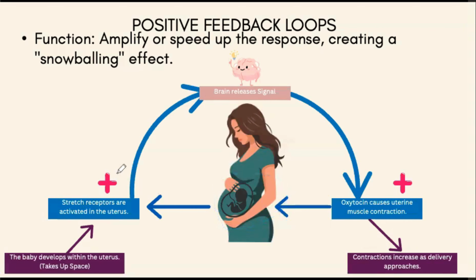And so as you can see here, there are positive effects. It's not just positive and negative based on negative feedback loops. We're basically increasing something. We're increasing the stretch receptors. We're increasing the oxytocin. All of this causes a muscle contraction, which allows for delivery of the baby. As you can see, there's a snowball effect here where one causes another, causes another, causes another, and we're amplifying the response to eventually allow for the baby to deliver.